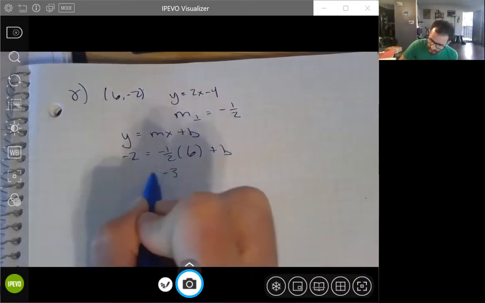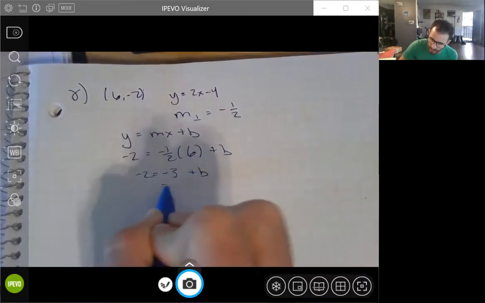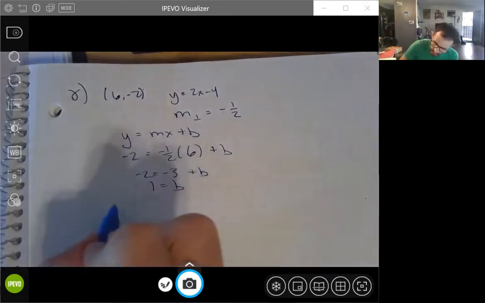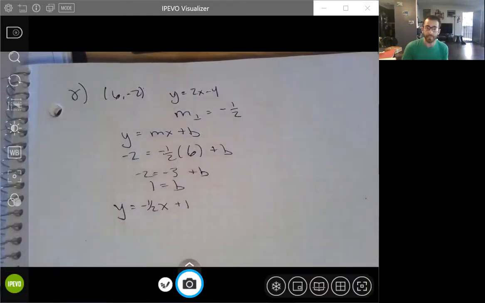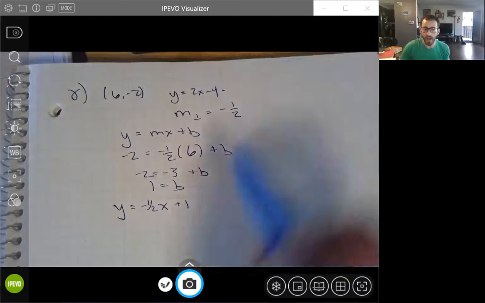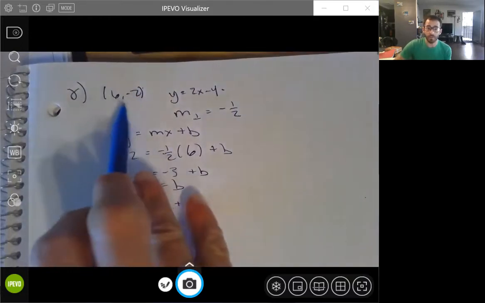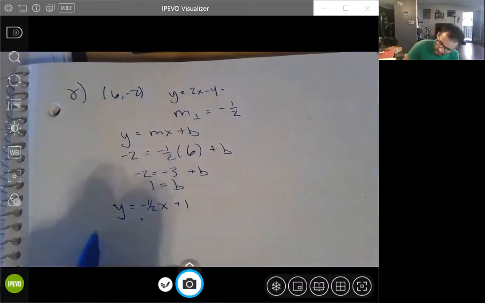-1/2 times 6 is -3. We're going to add 3 to both sides. There you go. All right, but that's not an equation. We got to do y equals -1/2 x plus 1. All right. So I have an equation of the line. I have an equation for the line that's going to get me from this point to this line as fast as possible. Let me set them equal to each other.